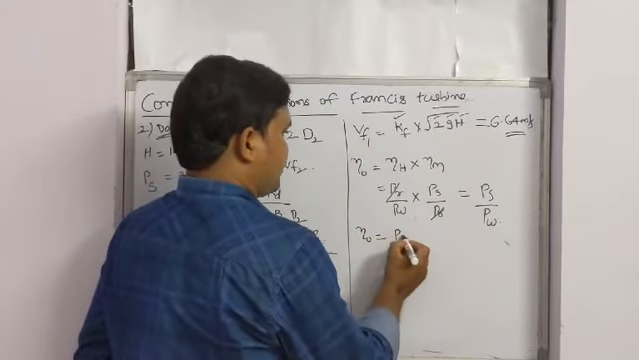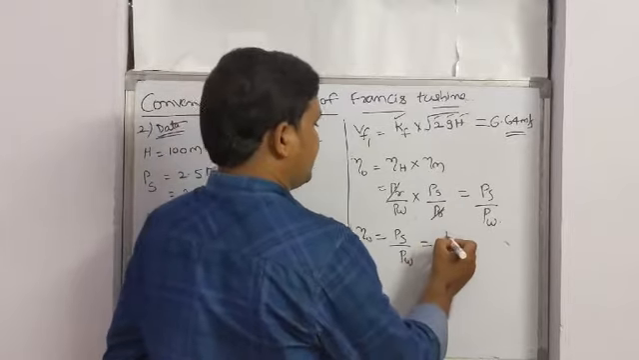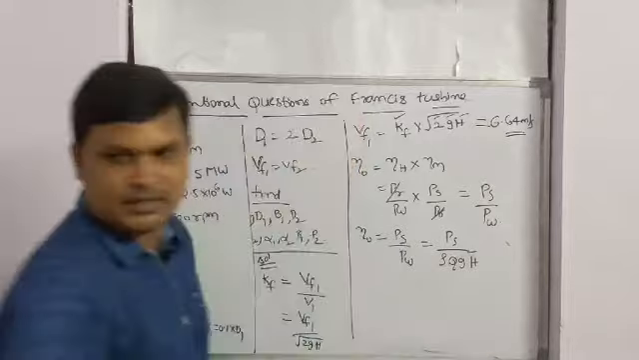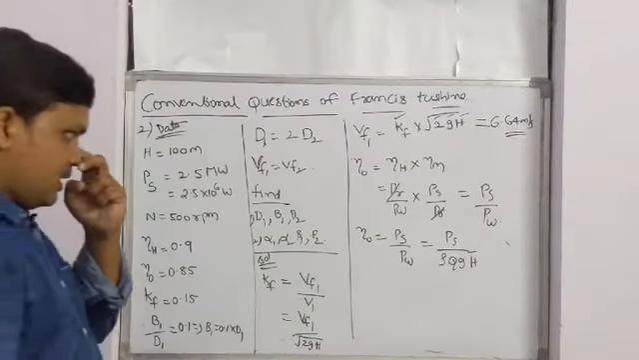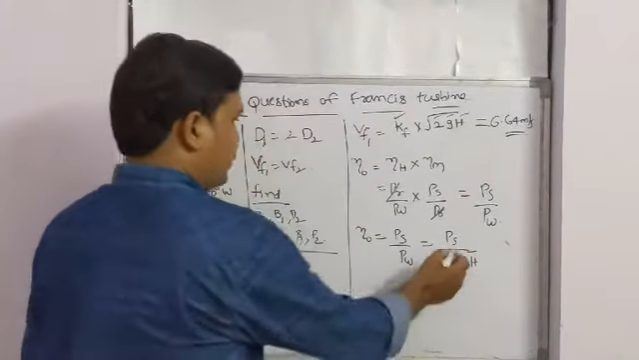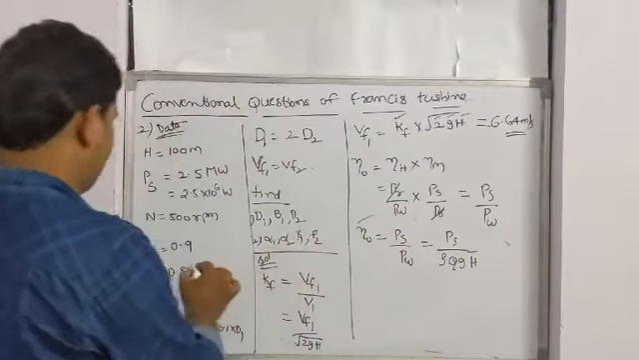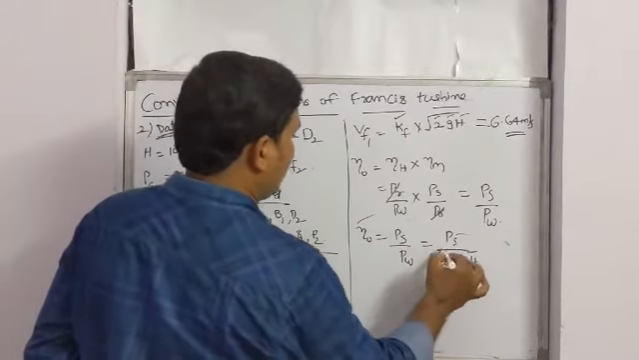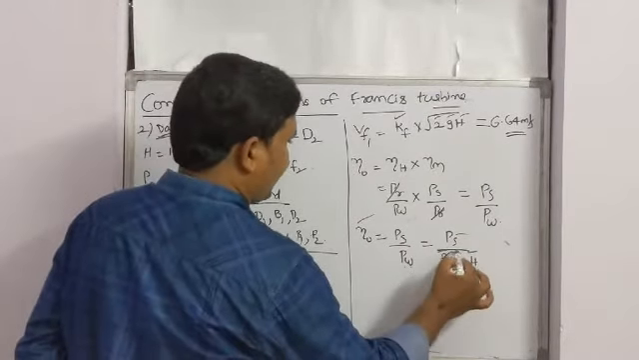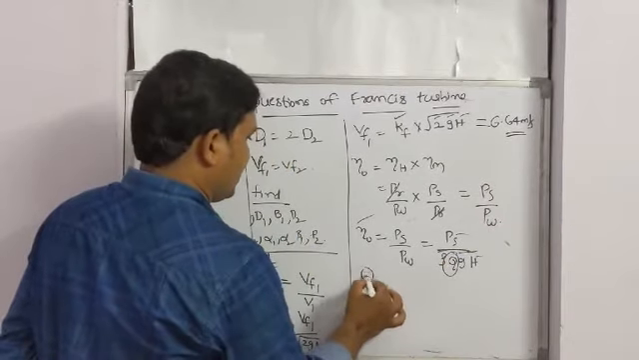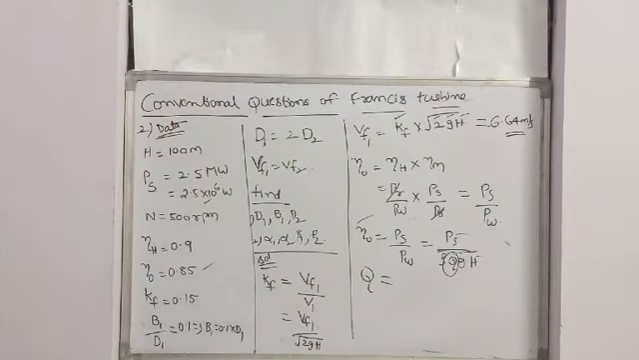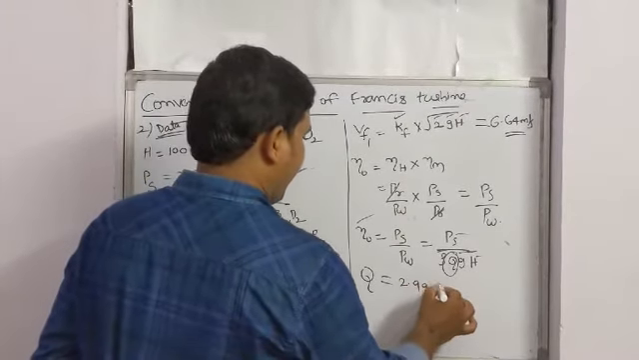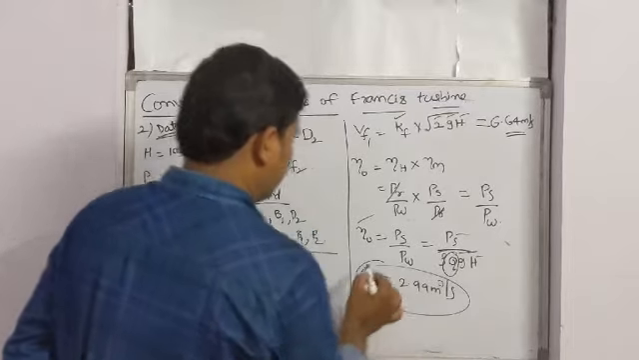Overall efficiency is equal to shaft power by water power, that is shaft power by rho Q G H, which is the water power. So from here we can find out the Q. Overall efficiency is 0.85, shaft power is 2.5 into 10 to the power 6, rho is the density of water, Q we have to find out, G and H are there. Then substituting all these, Q is equal to 2.99 meter cube per second. This is the discharge.